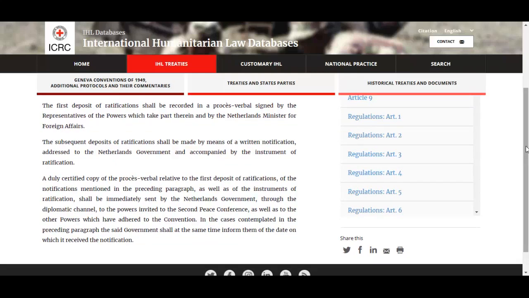A duly certified copy of the protocol relating to the first deposit of ratifications of the notifications mentioned in the preceding paragraph, and of the instruments of ratification, shall be immediately sent by the Netherlands government through the diplomatic channel to the powers invited to the second peace conference, as well as to the other powers which have acceded to the convention. The said government shall, in the cases contemplated in the preceding paragraph, inform them at the same time of the date on which it received the notification.